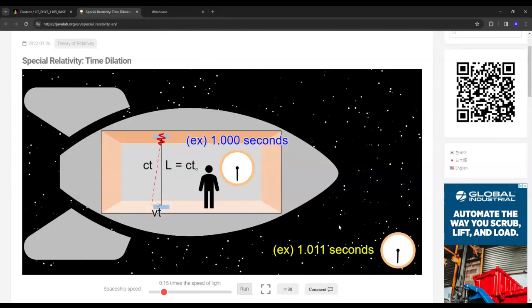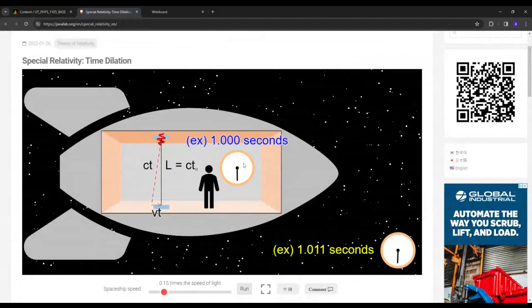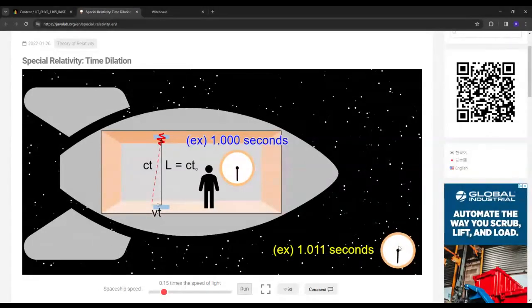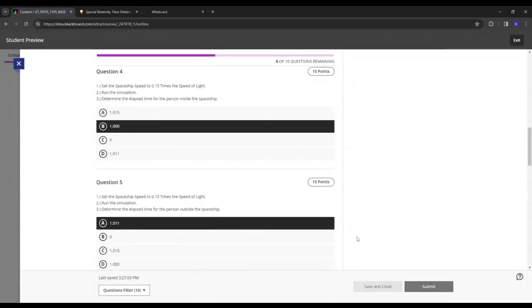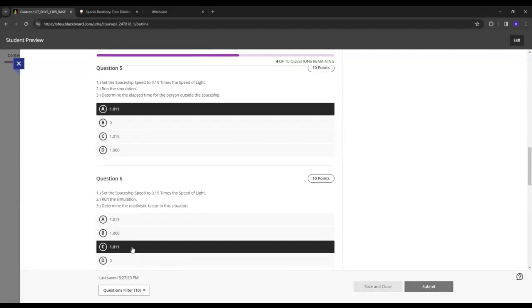Okay, let's read the question. We want first the person inside the spaceship. Well, look, inside, the clock runs normally as far as we can tell. It's 1 second that has passed. And then from outside, that's not quite straight down. That's a little bit further around, so there's a tiny extra little bit that's passed. So 1.011. And like I said earlier, the ratio of these, if we set them in a fraction, will help us see the Lorentz factor, the gamma factor, or the relativistic factor, different names for the same thing.